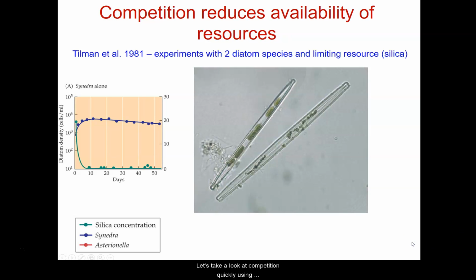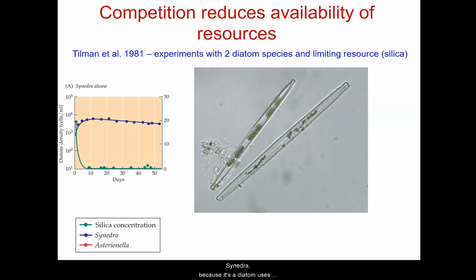Let's take a look at competition quickly, using Tilman's experiments with two diatom species to illustrate the point about competition reducing availability of resources. So let's start with this figure right here. Tilman was using this species of diatom, which is called Synedra.